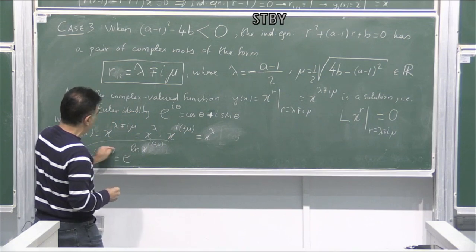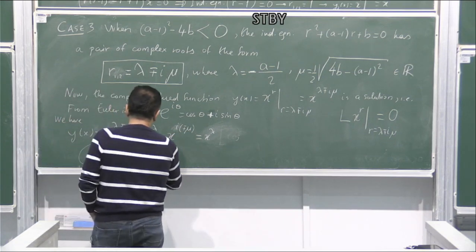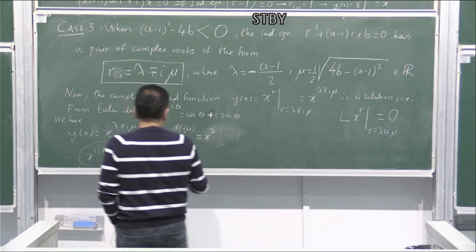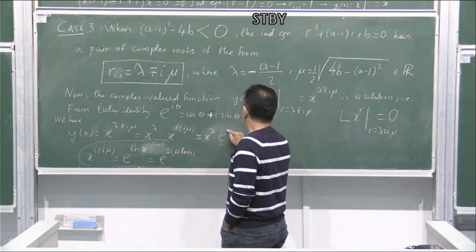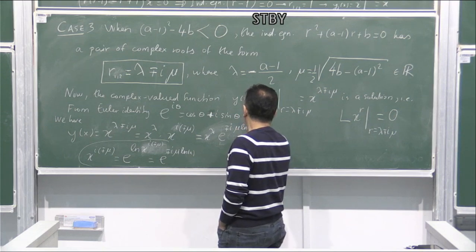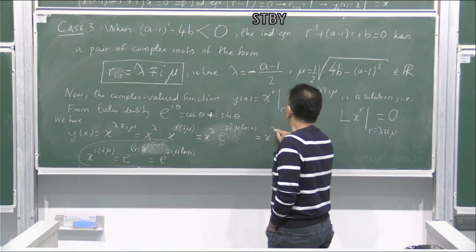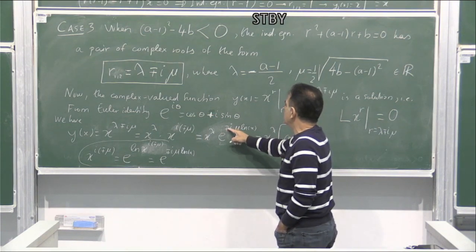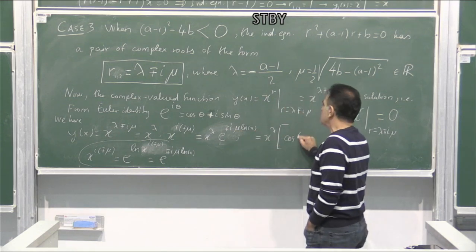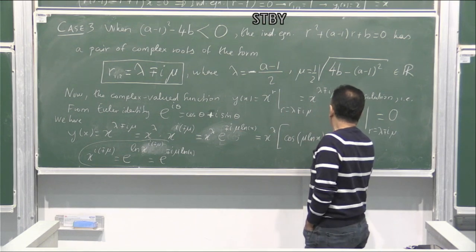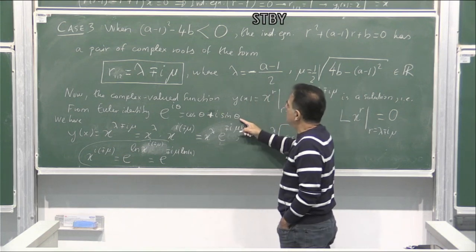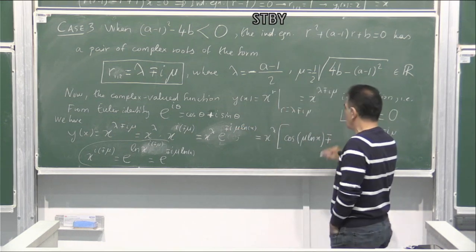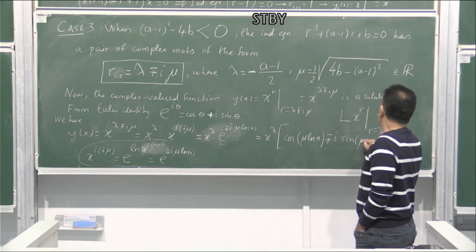So we have x to the power plus or minus i mu is e to the power ln of this, or e to the power plus or minus i mu ln x. Therefore, we have here e to the power plus or minus i mu ln x. So using the Euler identity, we have x to the power lambda times cosine of plus or minus mu ln x, but cosine is an even function, therefore just cosine mu ln x, plus i times sine of plus or minus this, and the sine function is an odd function, so we have plus or minus i sine mu ln x.